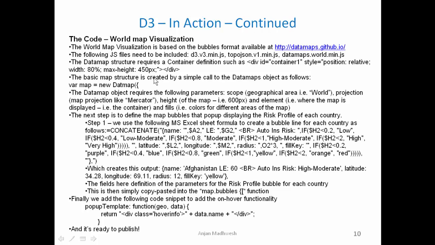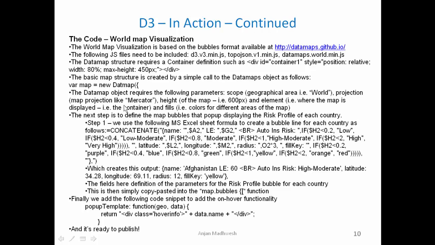Now, next to that we basically describe what a Datamap structure is. It requires a container definition, and the container definition is provided as shown over here. The basic map structure is created by a simple call to the Datamaps object. So we just create a new object called map, and then we assign the Datamap structure to it. And the Datamap object requires some parameters to be specified. So scope, which is a geographical area, in our case will be the world.